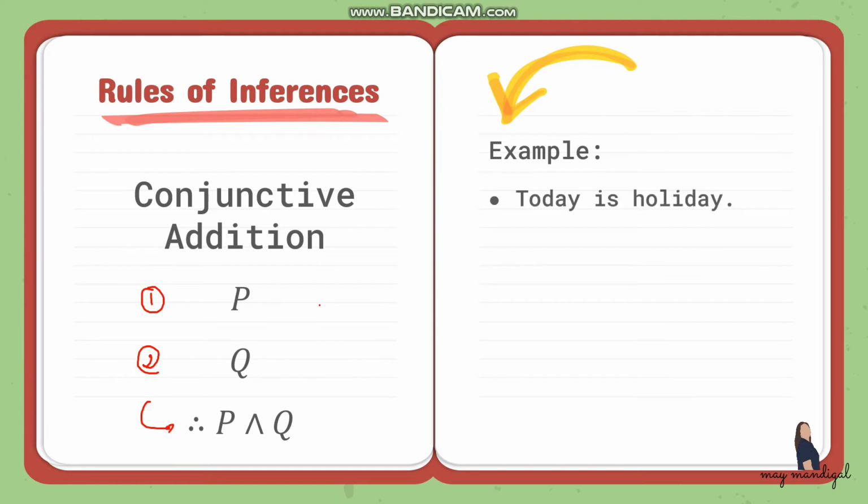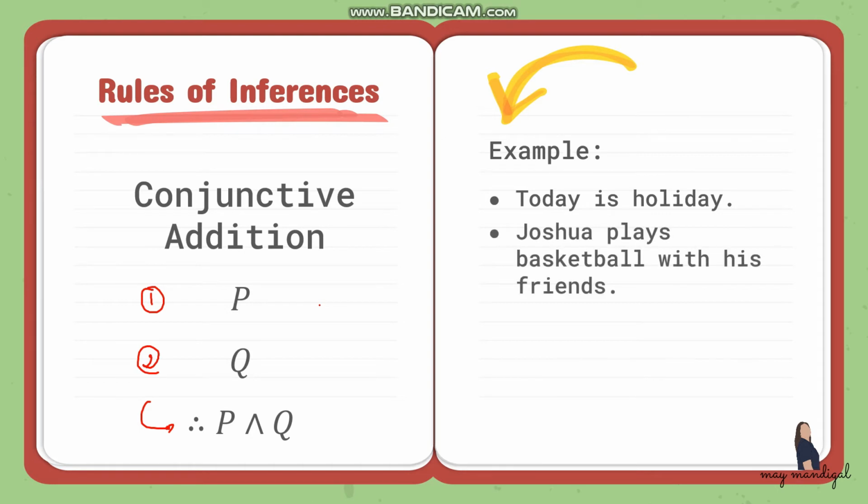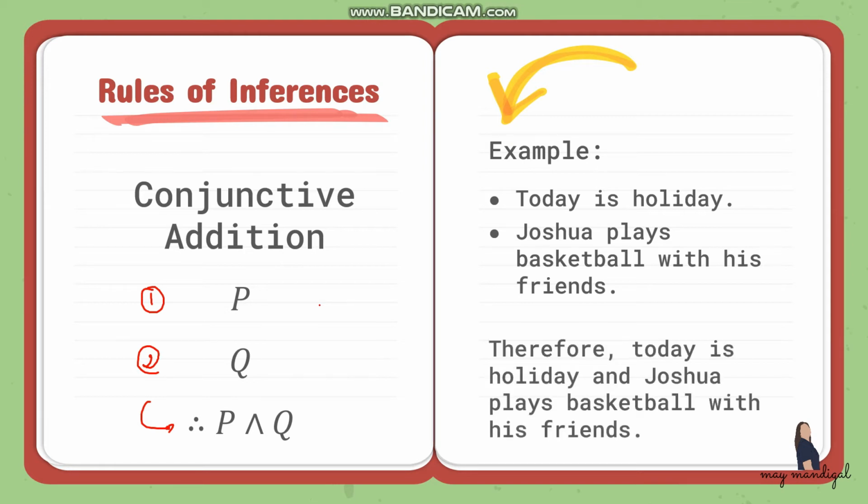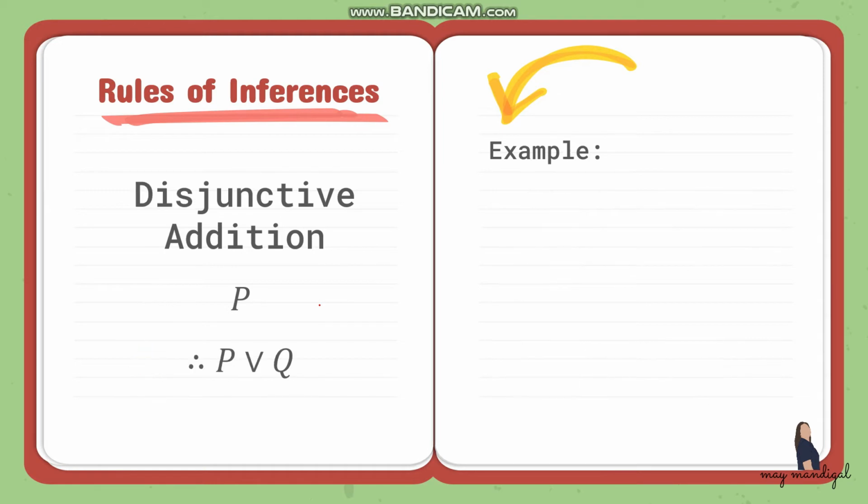Example, today is holiday. The other one is Joshua plays basketball with his friends. So these are two simple propositions and they are our premises. Now using the conjunctive addition, since we assume that these two are true, we can write our conclusion as, therefore, today is holiday and Joshua plays basketball with his friends. So our conclusion will also be true because, as we know with conjunction, it can only be true if both of the statements are true. So again, this will be our conclusion. Today is holiday and Joshua plays basketball with his friends.